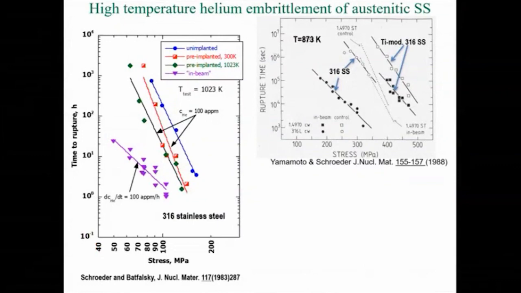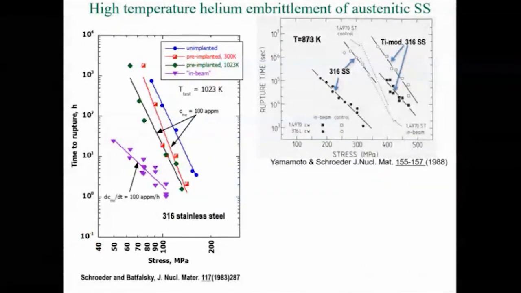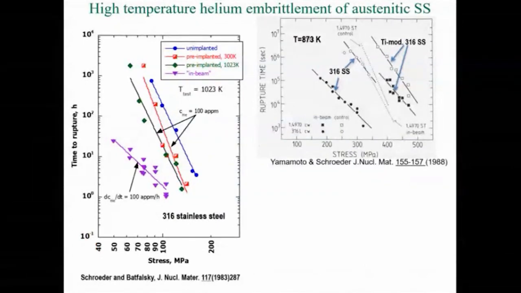Now use a titanium modified stainless steel. This has a few tenths of a percent titanium added. That reacts with the carbon in the steel, forms a very fine precipitate distribution in the interior of the grains. And you can see, first of all, you get a much better unirradiated property. That's the open symbols compared to standard 316 stainless steel. And then the level of degradation when it's helium implanted is much smaller.